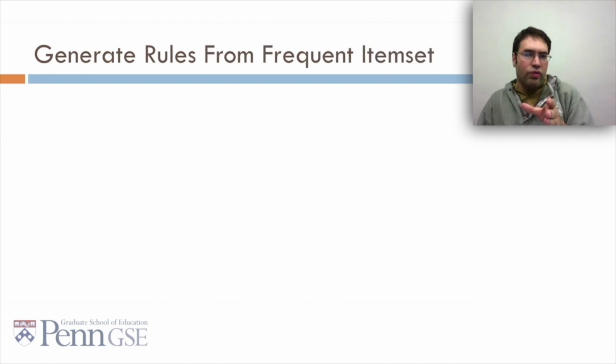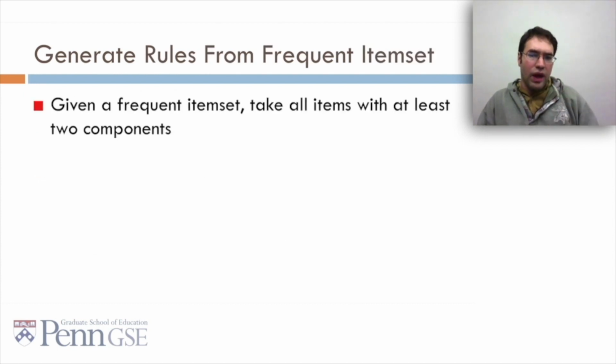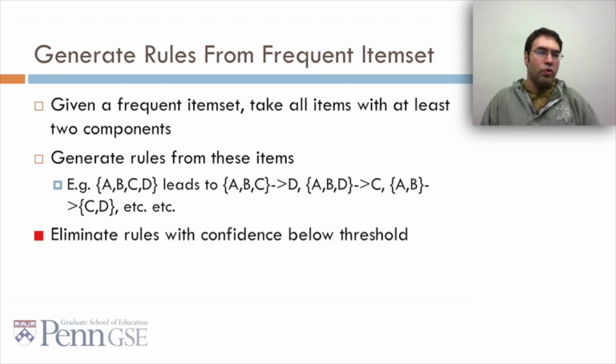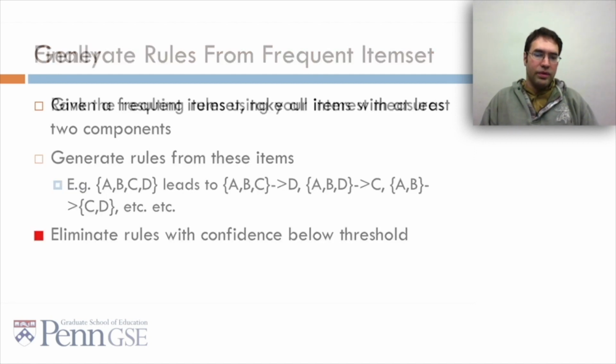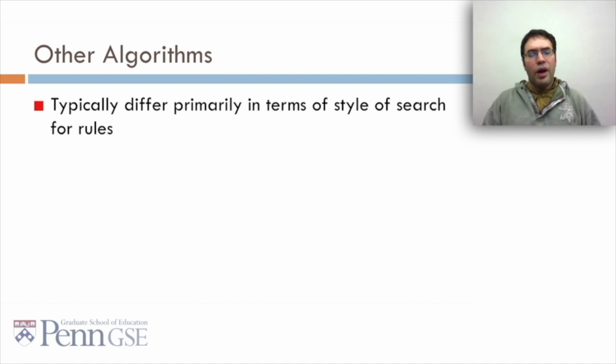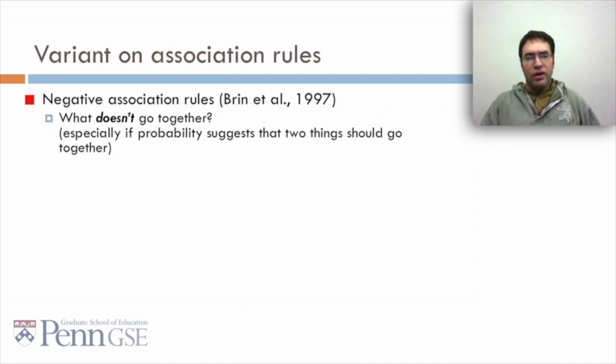Then you generate rules from that frequent item set. So given a frequent item set, take all the items with at least 2 components, so we're going to throw out the singletons, and generate rules from these items. So ABCD will give you ABC predicts D, ABD predicts C, AB predicts CD, and so on. Then we eliminate all the rules with confidence below the threshold. So finally, rank the resulting rules. You have a bunch of them using your interestingness measures. Other algorithms beyond Apriori typically differ primarily in terms of the style of search for rules.